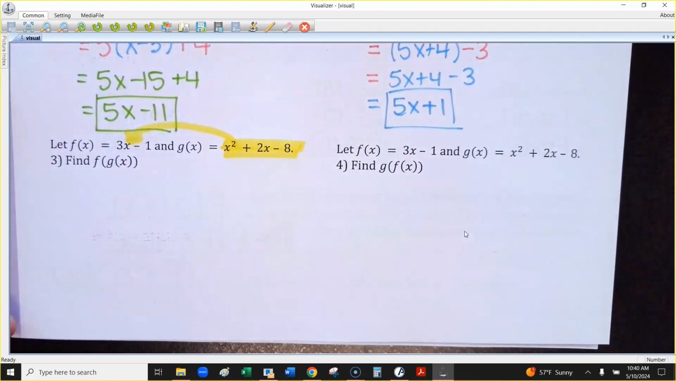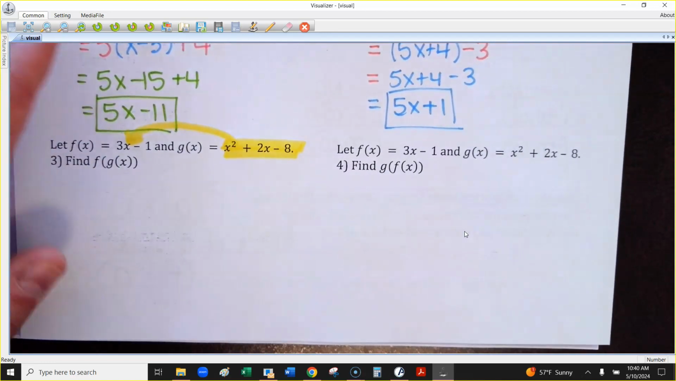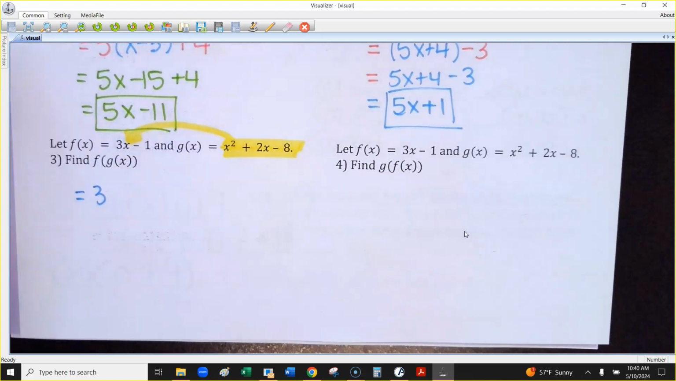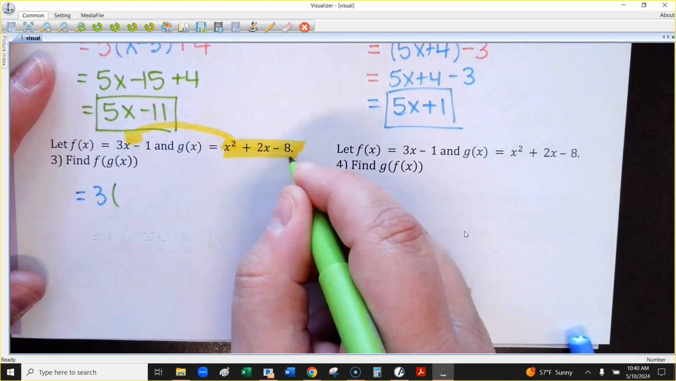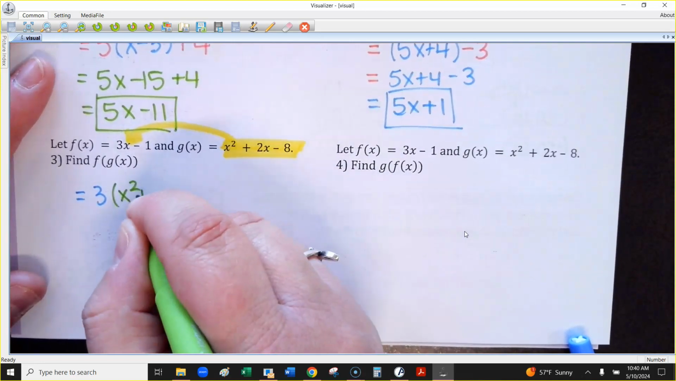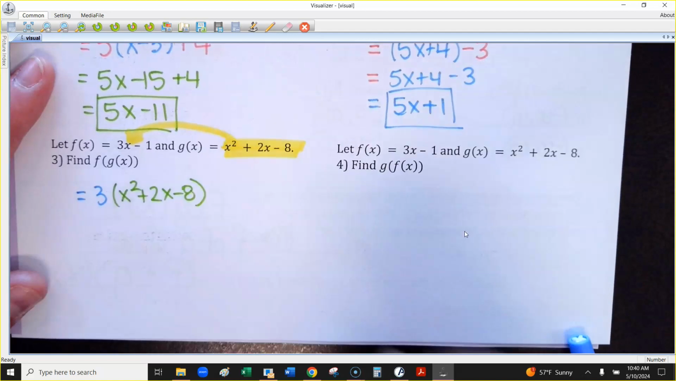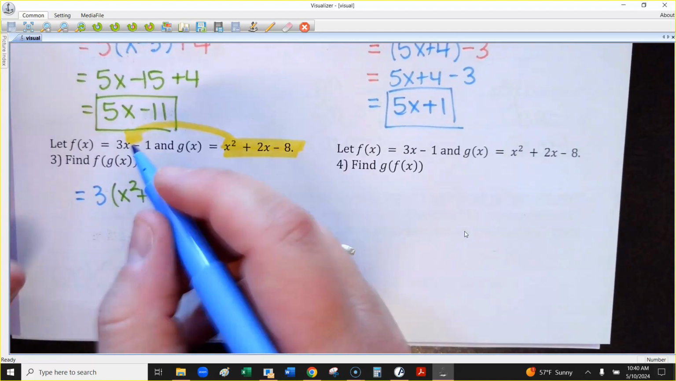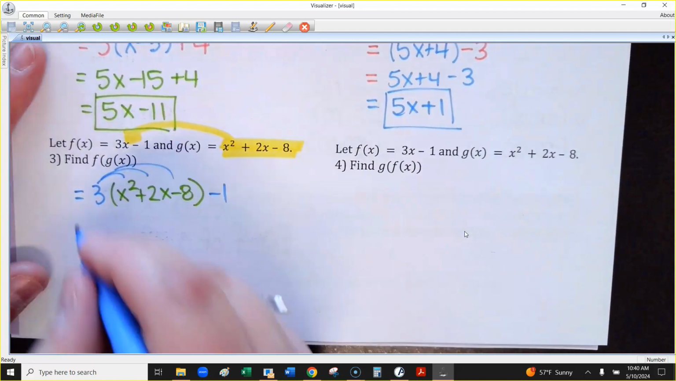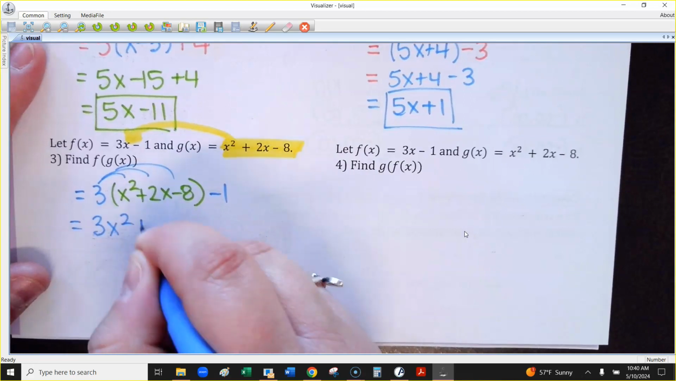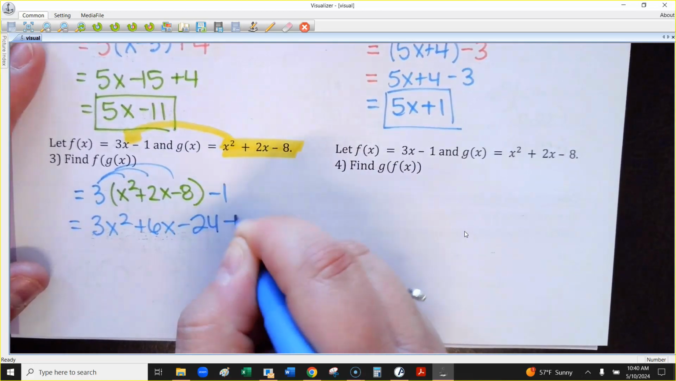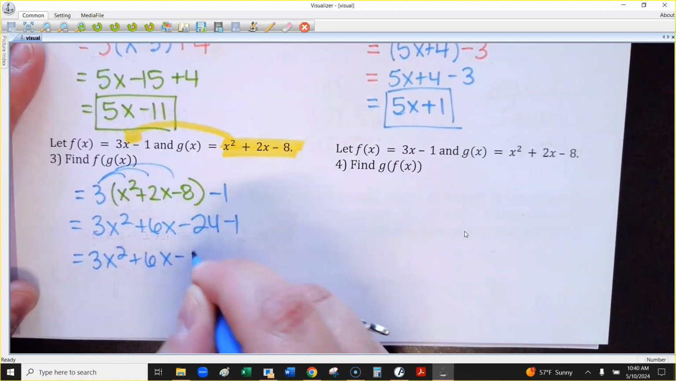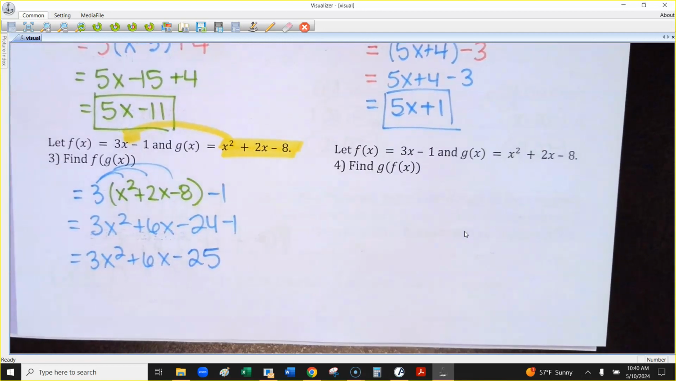So when I rewrite this, I'm going to write 3, and then in place of the x, you write the entire g of x function. So it's x squared plus 2x minus 8. And then don't forget it was 3x minus 1, so I'd have this little minus 1 on the end. All you have to do to get your answer, just simplify if you can. So a little distributive property, you got 3x squared plus 6x minus 24 minus 1. So I've got 3x squared plus 6x minus 25. If I simplify, that would be my answer.